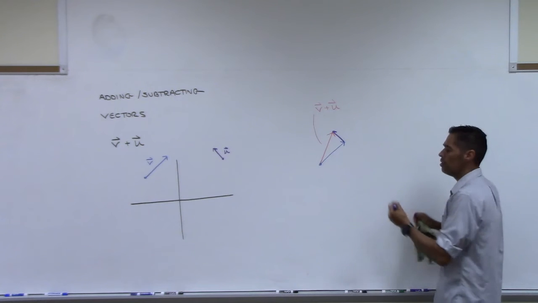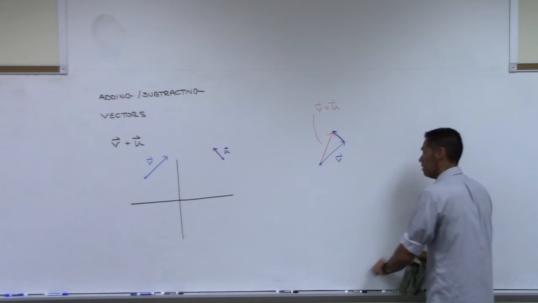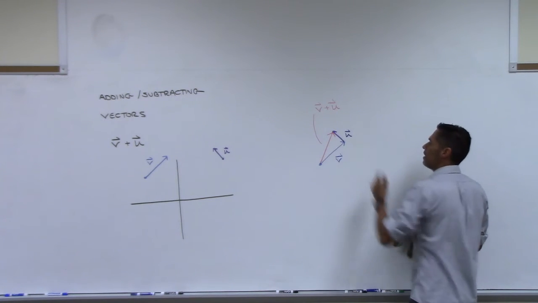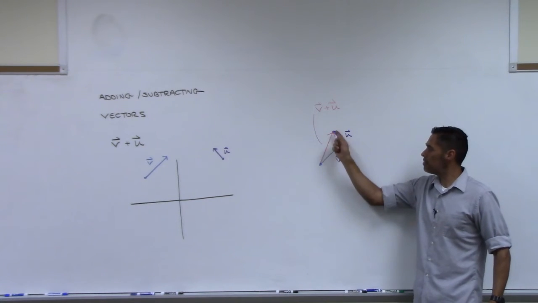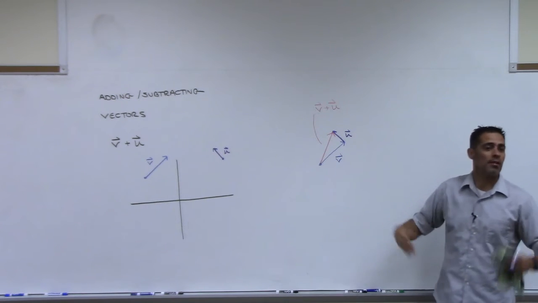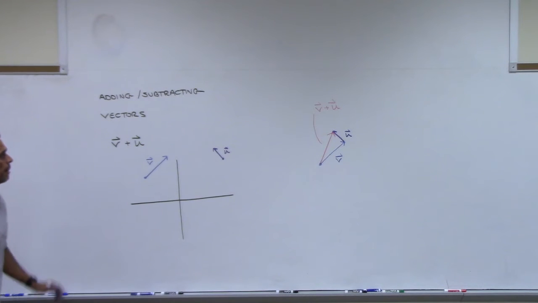Does v plus u have a direction? Does it have a length? Yes, right? Its direction and length are not this, right? This is not the same direction as v. It's not the same direction as u. It doesn't have the lengths of either one of those, but it has a new direction and a new length, right? So that red vector is v plus u.